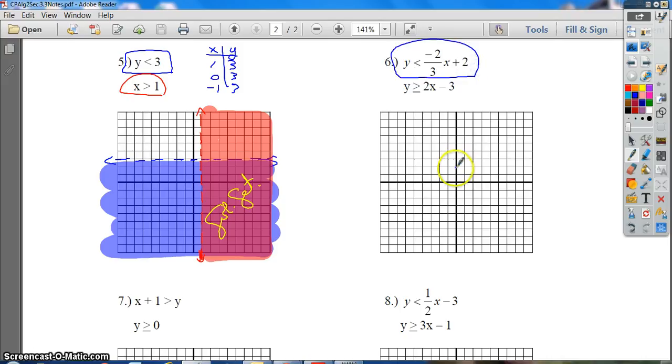Let's graph this guy. Down 2, run a 3, down 2, run a 3, down 2, run a 3, going backwards. Okay. And this is a dashed line because it is less than, there is no equal to. Less than, here.